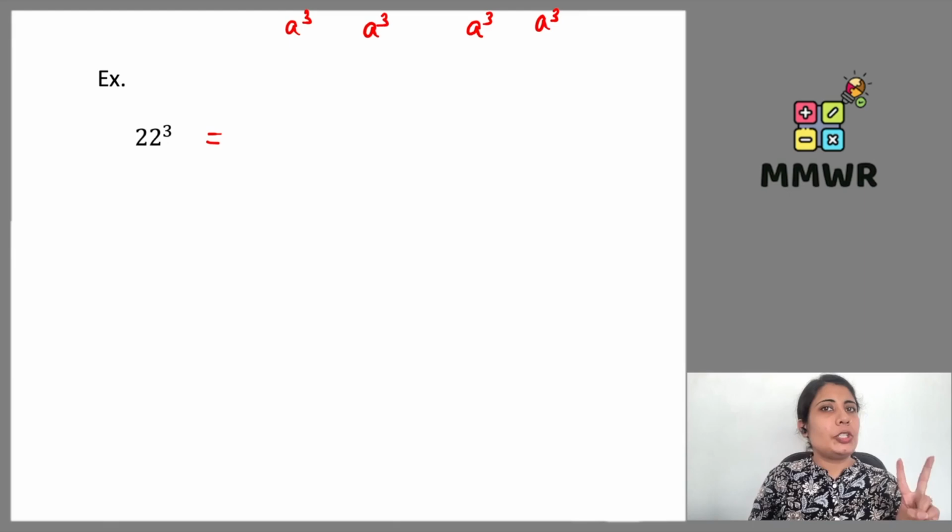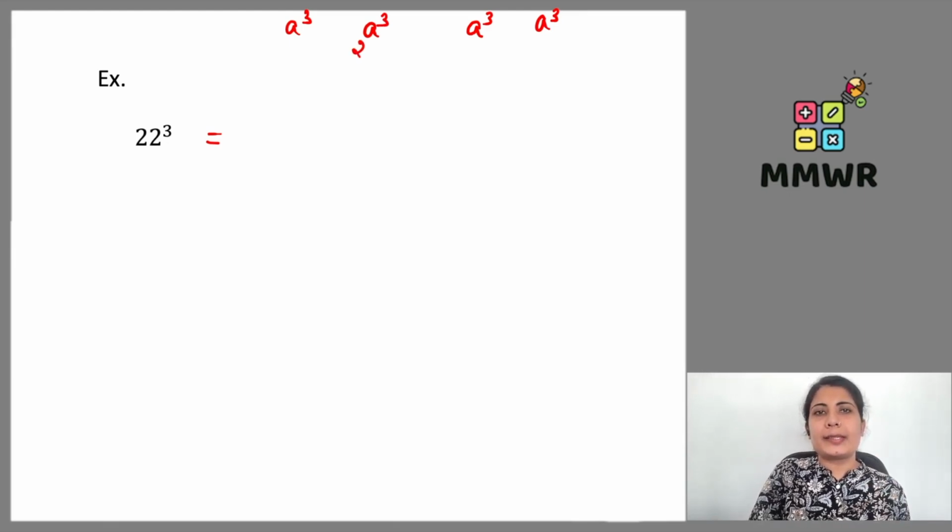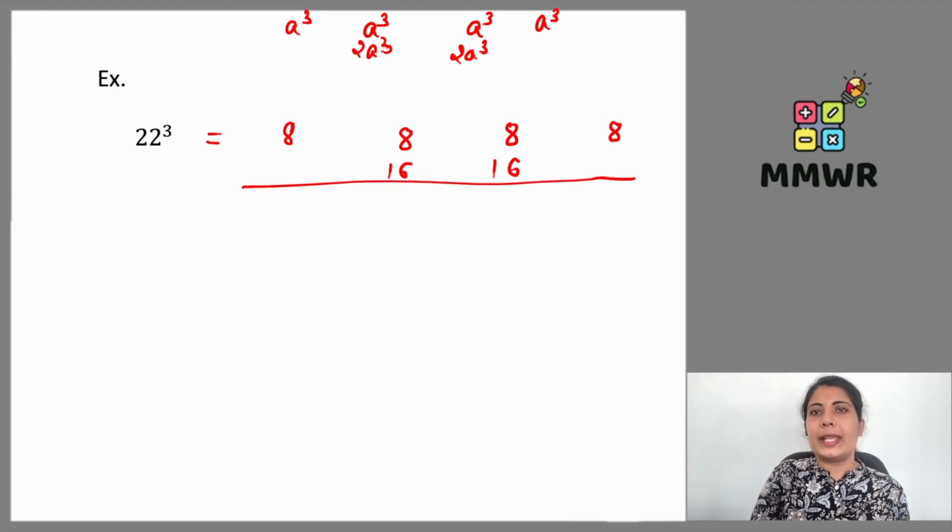This question can be done in two ways. The one method which I am going to show here is, as usual, taking twice the middle part, excluding the first and the last one. So 2 cube is 8, 8, 8, 8. Now 8 twos are 16, here also 16 will come. Let's quickly add it. This gives me 8. 8 plus 16 is 24, carry over 2.